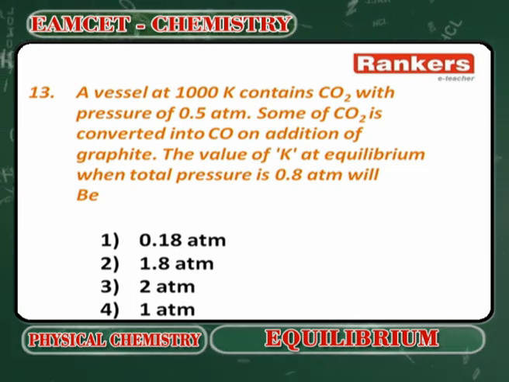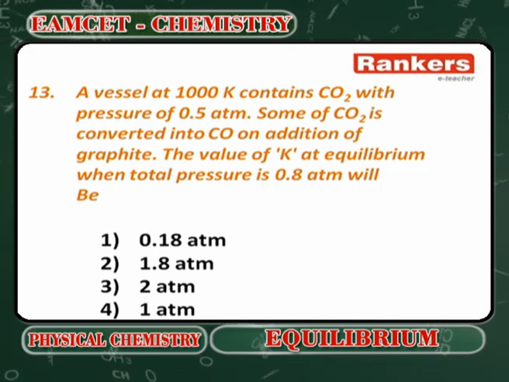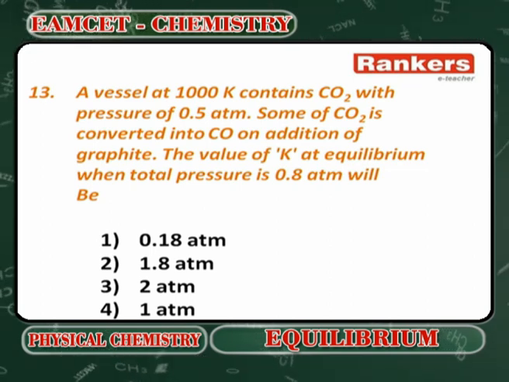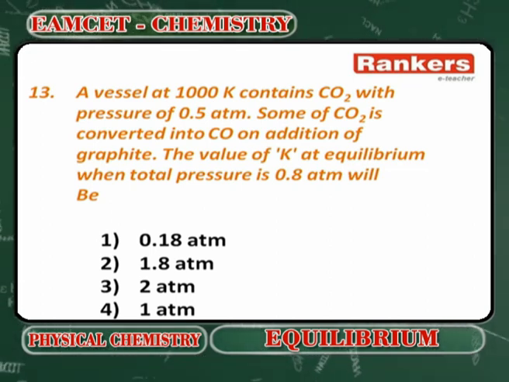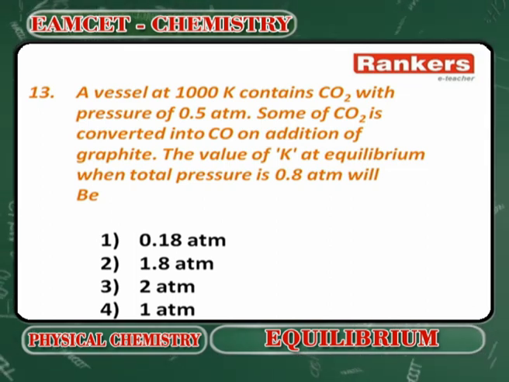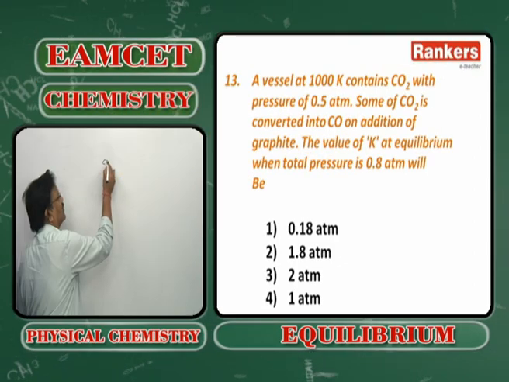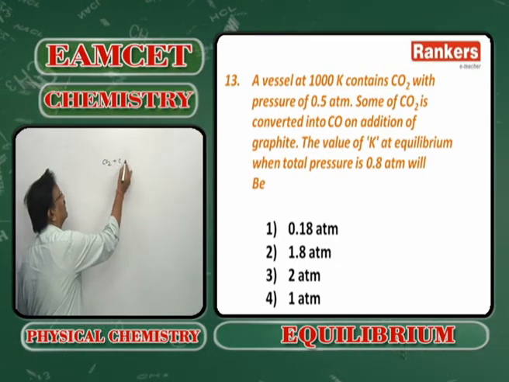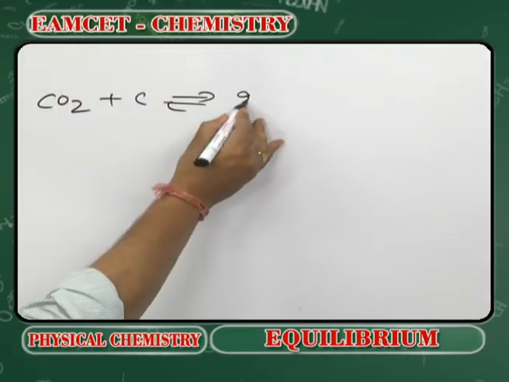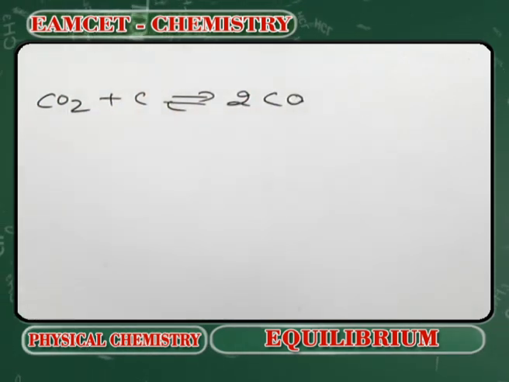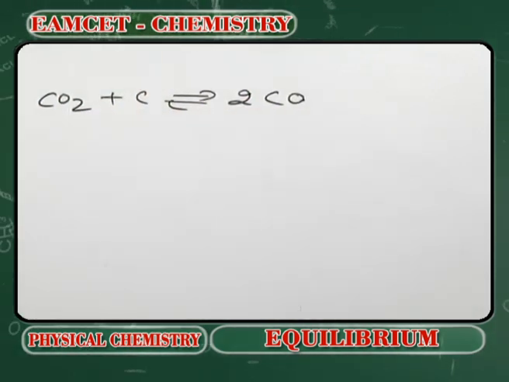A vessel at 1000 Kelvin contains CO2 with a pressure of 0.5 atmospheres. Some of the CO2 is converted into CO on the addition of graphite. What is the value of Kp at equilibrium when the total pressure is 0.8 atmospheres? So what is the equation? CO2 plus C gives 2CO.